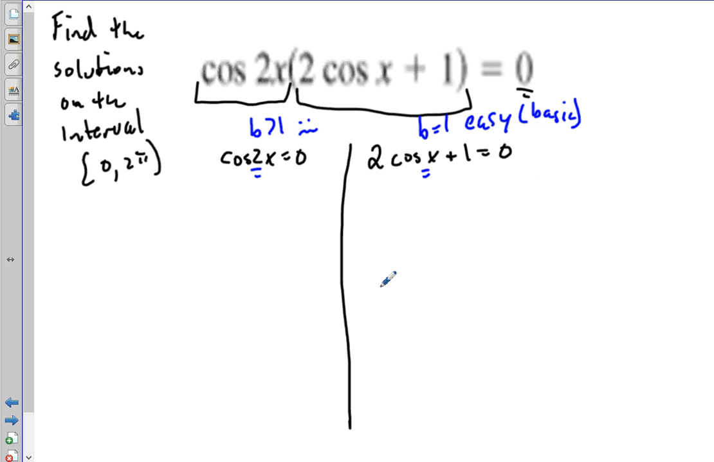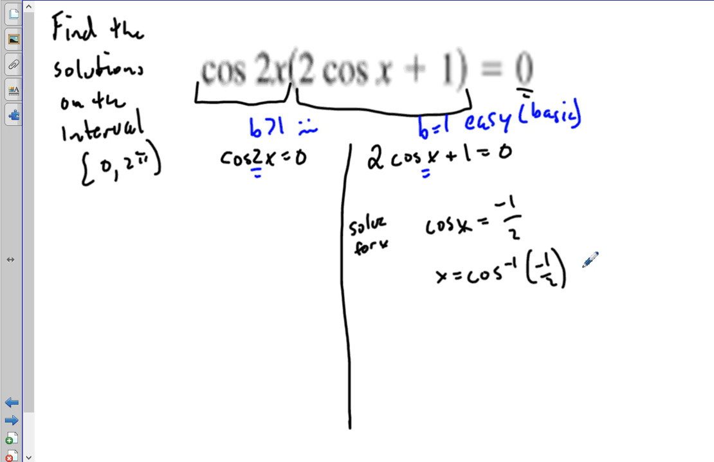So in doing the easy one, we're going to solve for the trig function. We're going to subtract 1, we're going to divide by 2, and we're going to set that equal to cosine of x. Now we're going to solve for x by taking the inverse cosine. So we take the inverse cosine of both sides. We have negative 1 over 2.